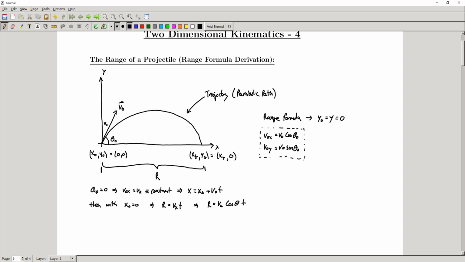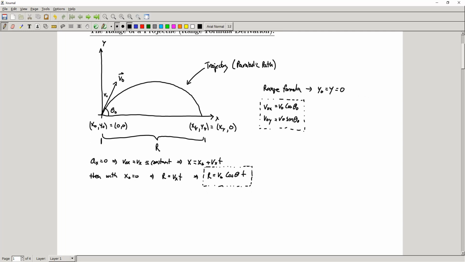Okay? Now, the question is, what's t? We'd like to have an expression for t so that we can easily calculate the range of this projectile if all that we know is its initial velocity, so that's the magnitude of its initial velocity and its launch angle, and also require that the projectile lands at the same height as it was launched from. Right. This is our requirement for the range formula. That's always going to be a requirement to be able to apply the range formula. Okay, so how do we find t?